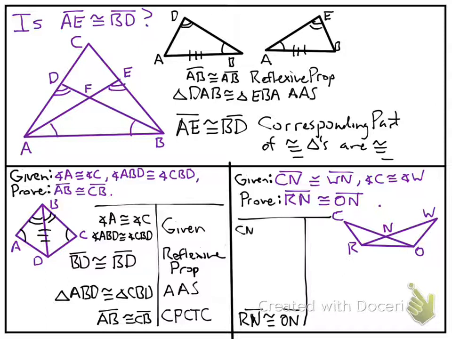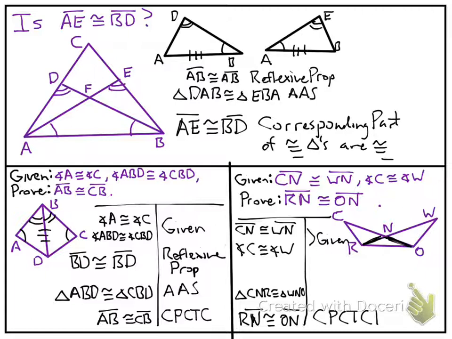Next one, we have CN is congruent to WN. Angle C is congruent to angle W, both given. Now, I want RN and ON. RN and ON are these two sides here. They are not on triangles CRO and WOR. They're on the left-side, right-side triangles that I'm looking at. So I'm going to write those here just to give me something to work with. So that's CNR is congruent to WNO. Now the reason those are going to be congruent is corresponding parts of congruent triangles are congruent. I wrote too many letters there.